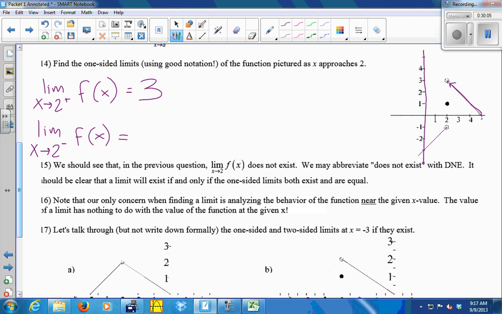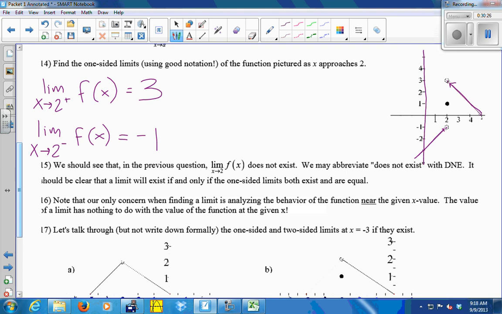But if I approach from the left, move to the left of the 2, and follow the graph towards x equals 2, what y value is my function approaching? -1, even though it's not defined there. That's the y value it's getting closer and closer to.